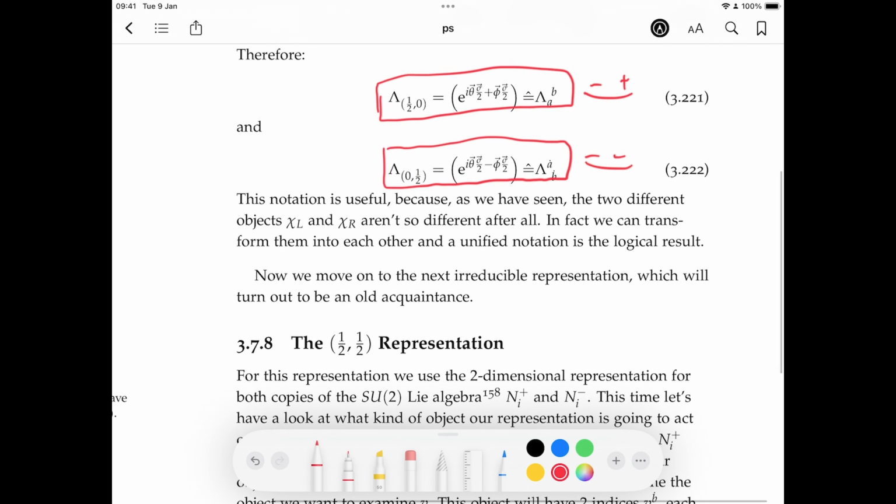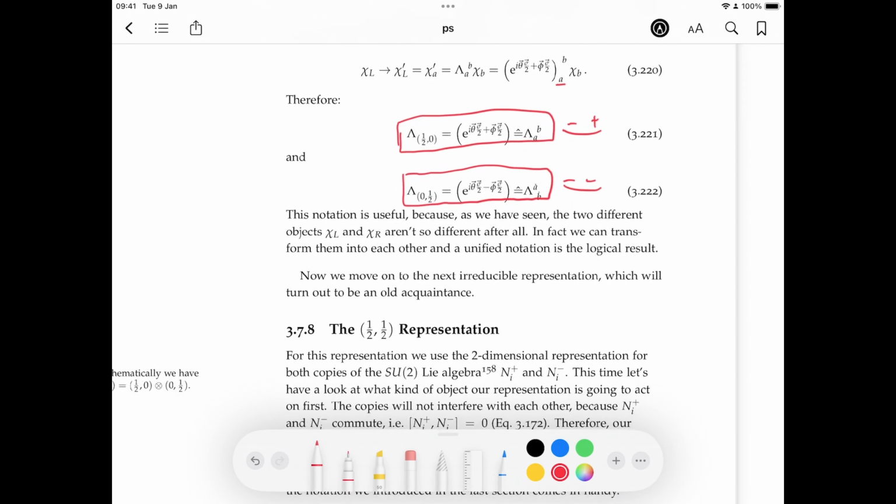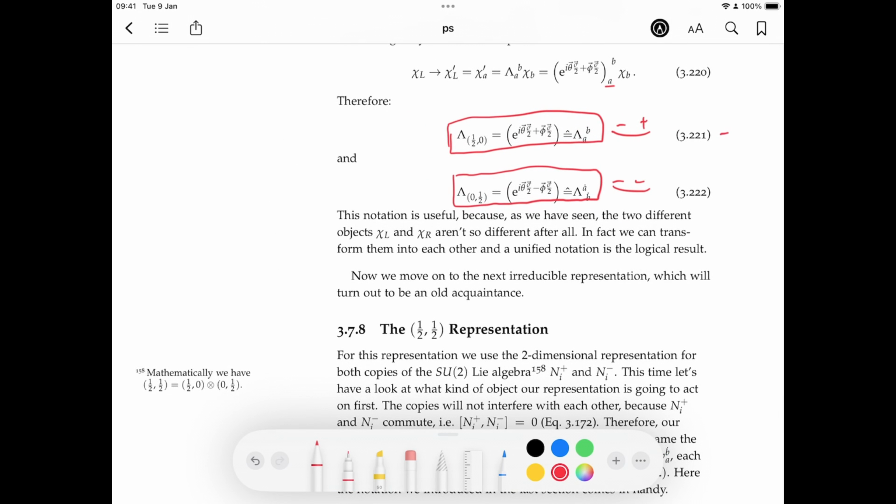He said this notation is useful because, as we have seen, the 2 different objects aren't so different after all. In fact, we can transform them into each other, and unified notation is the logical result. I guess it was just done to say that we can write something like gamma AB and gamma B dotted A dotted, so just to use them in the next section.